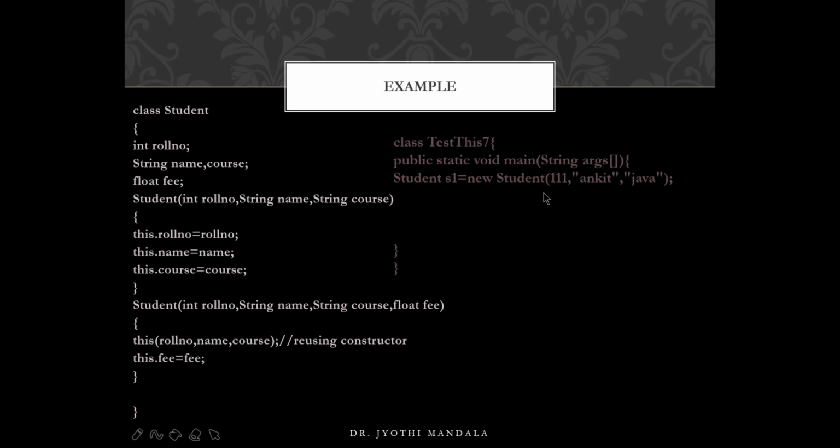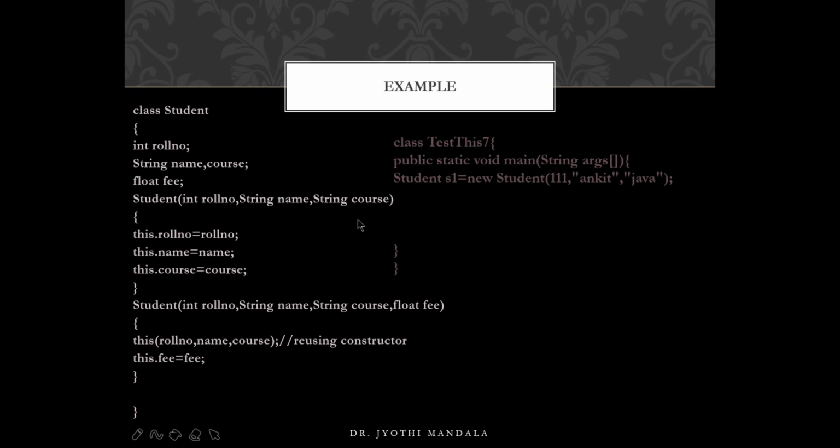Okay, and then I am creating the object of this student S1, and I am calling 111, Ankit and Java. Now whenever I am passing three arguments, the compiler will check for a constructor called student, where it has to accept three arguments. So we have two constructors. This accepts three arguments and this accepts four arguments. So S1 will be pointing to this constructor, and the roll number, name and course will be assigned to 111, Ankit and Java.